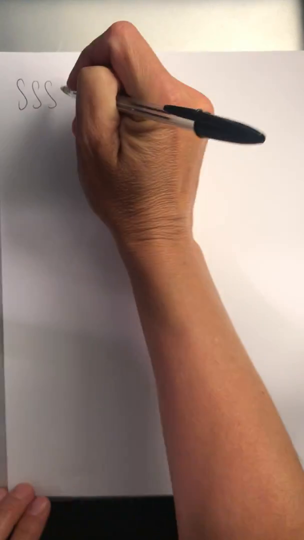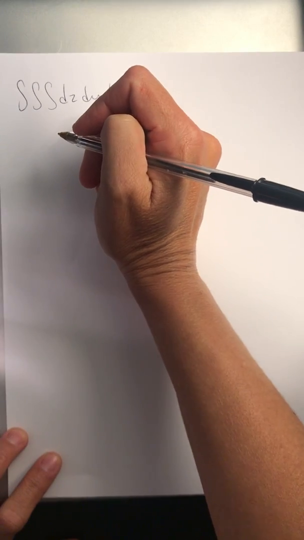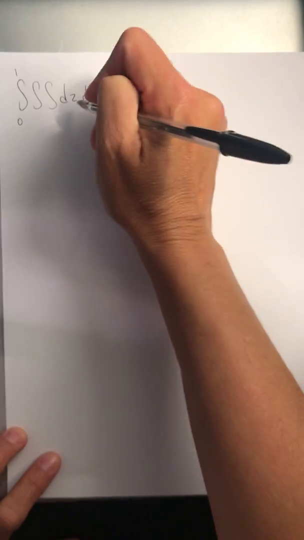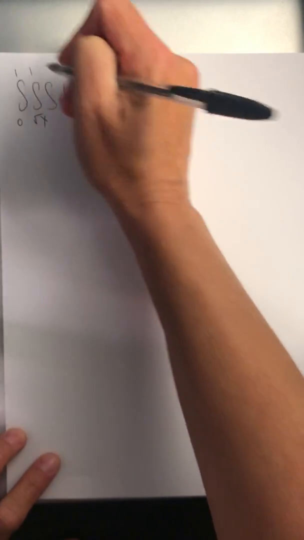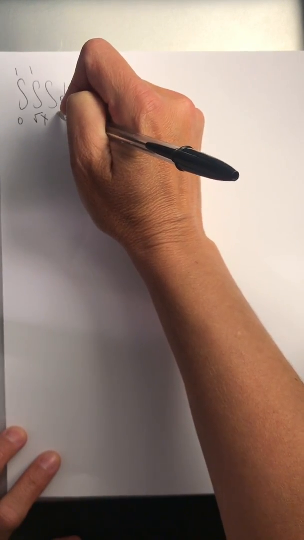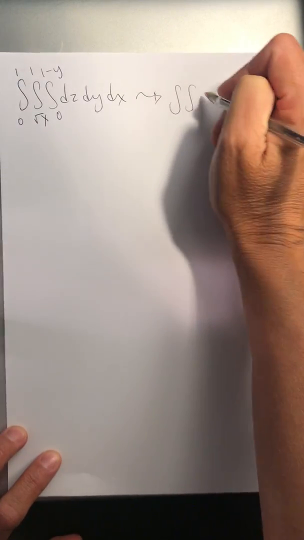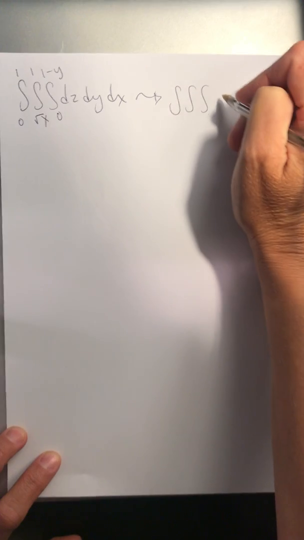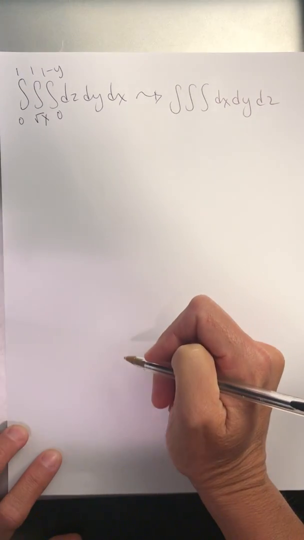Let's say we have dz, dy, dx. We don't have any function in there, so this is just going to give us the volume of this region. My x values are going to go from 0 to 1. My y values will go from rad x to 1, and z will be from 0 to 1 minus y. And I want to rewrite this triple integral. Let's go alphabetical order, dx, dy, dz.